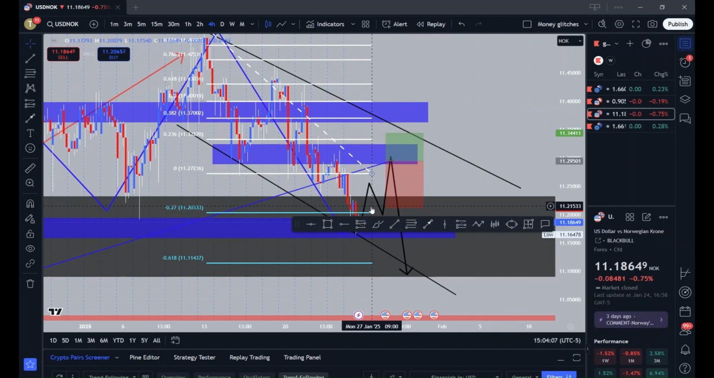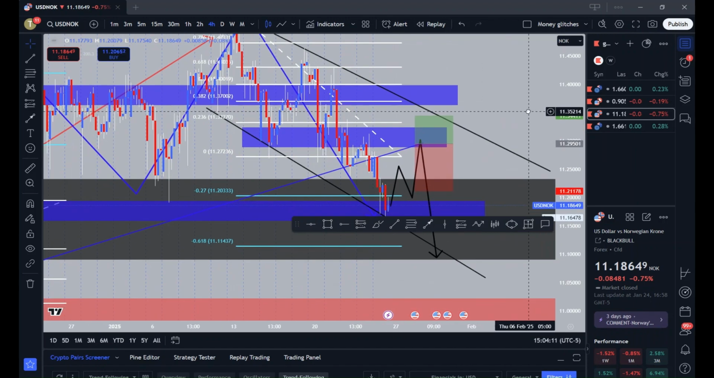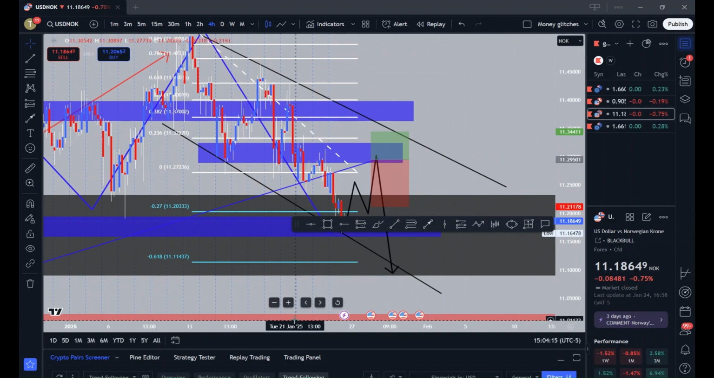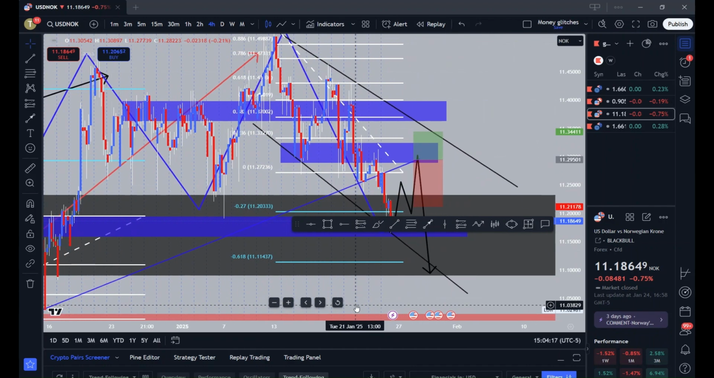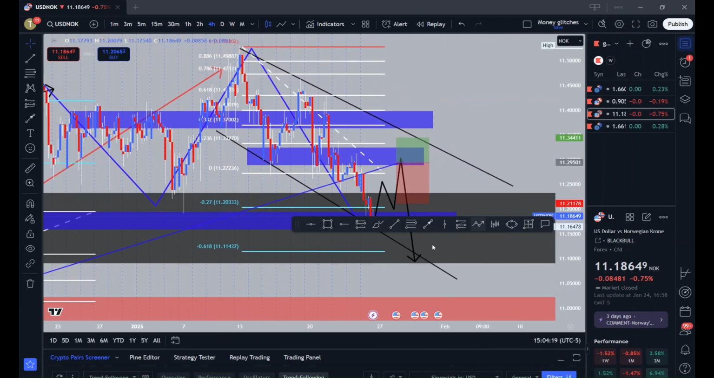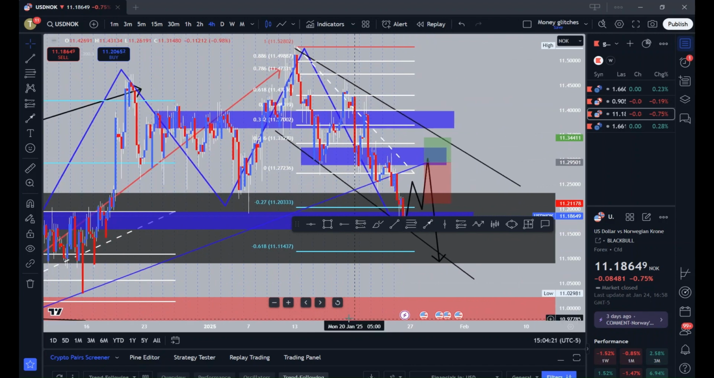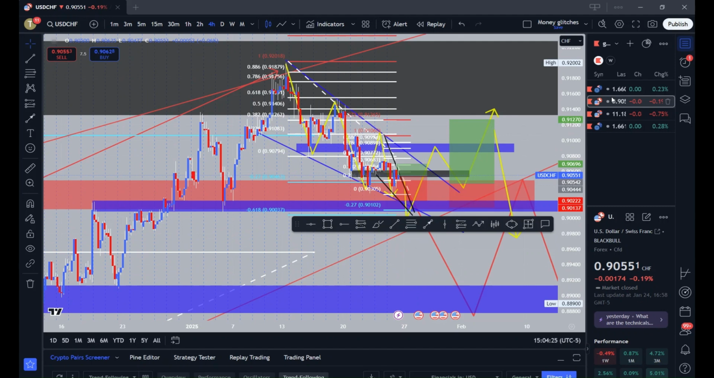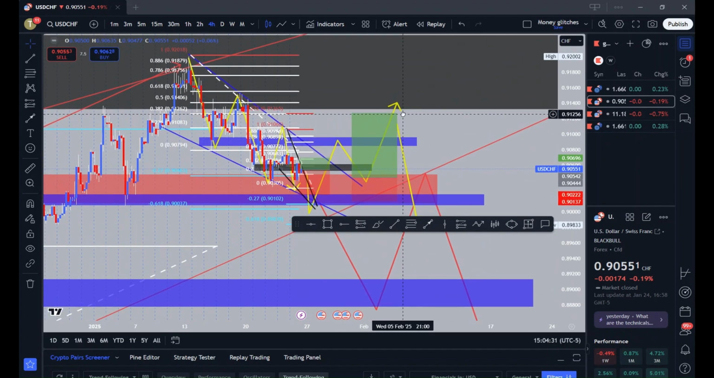But I saw this setup, so I'm just going to be paying attention to this to see if it plays out how I feel like it'll play out. It's giving us a similar setup as USD Swiss franc. But my main focus as far as swings go is the US dollar Swiss franc, and I'm really confident about how this will play out. So yeah.